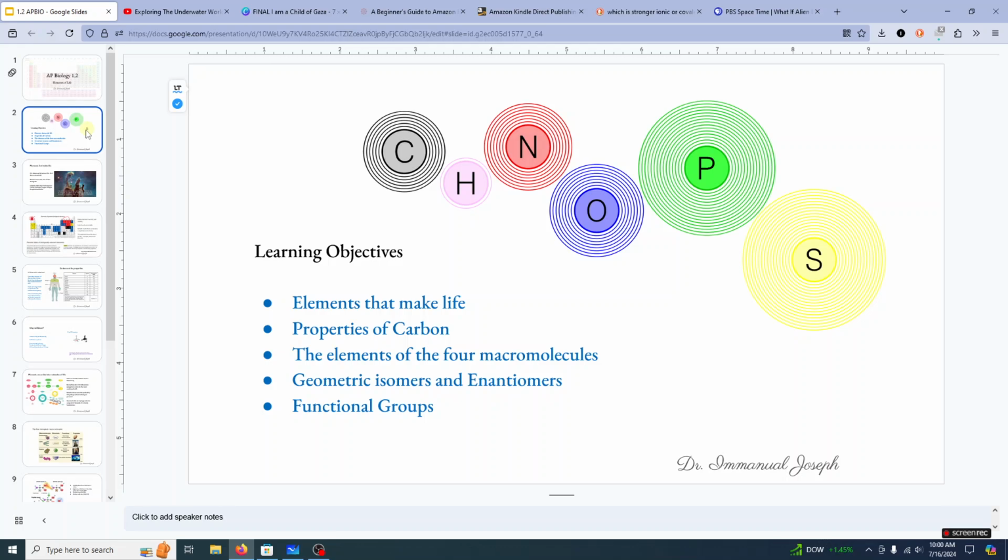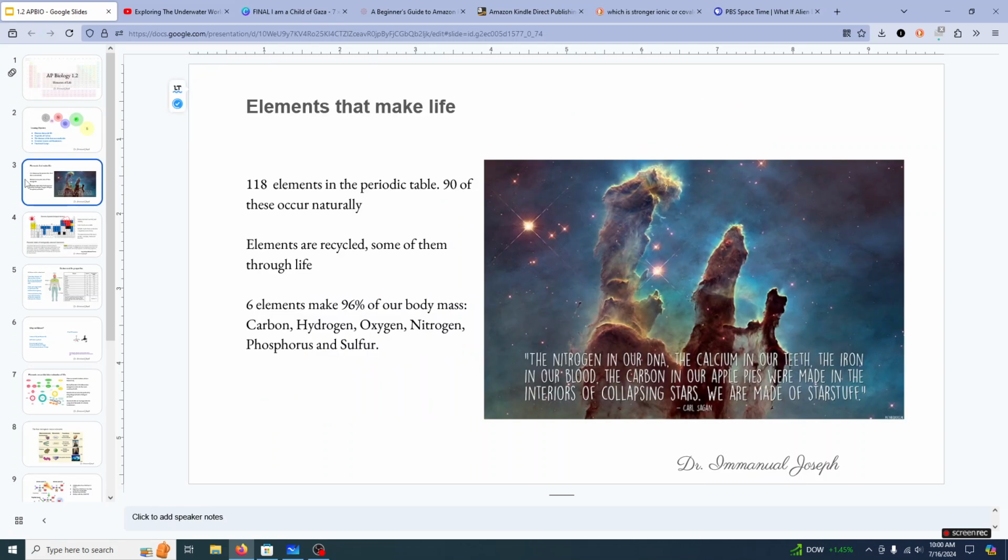We'll also look at the properties of carbon and we'll look at the four macromolecules, which are proteins, carbohydrates, lipids, and nucleic acids, and look at the elemental composition of those four macromolecules. And then we look at the geometric isomers and enantiomers, and finally end with a spotlight on functional groups.